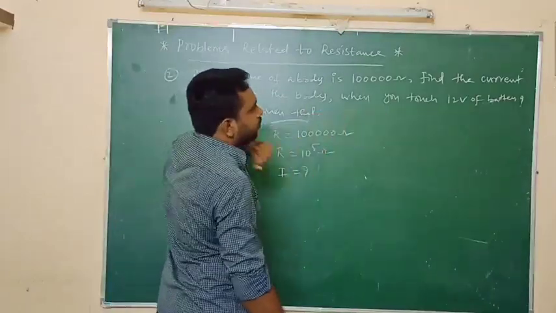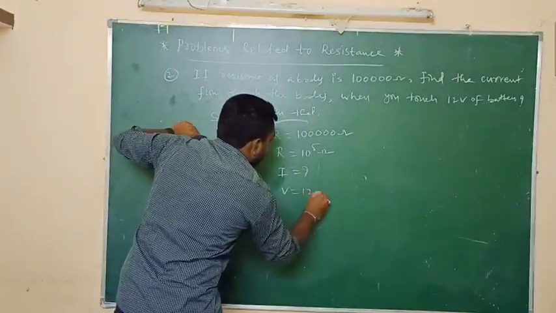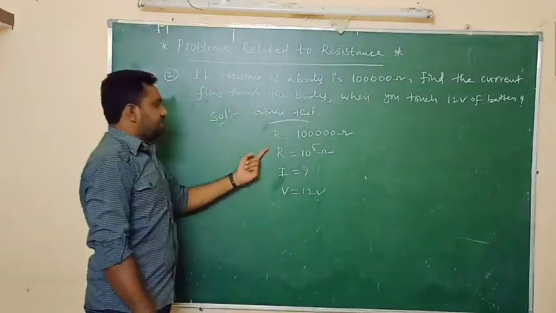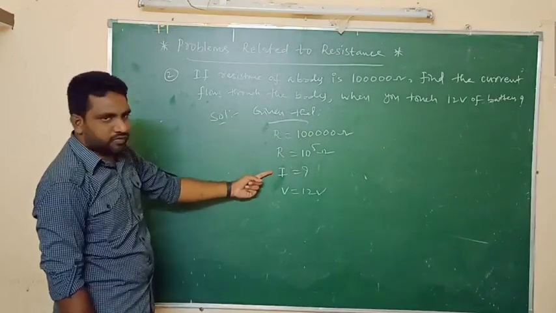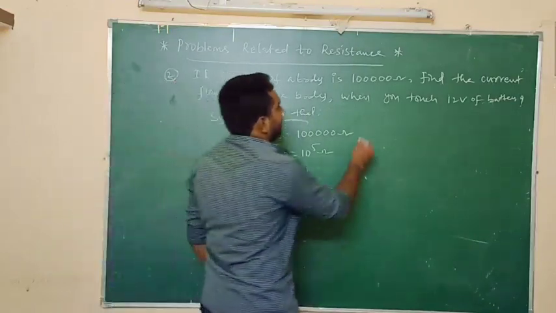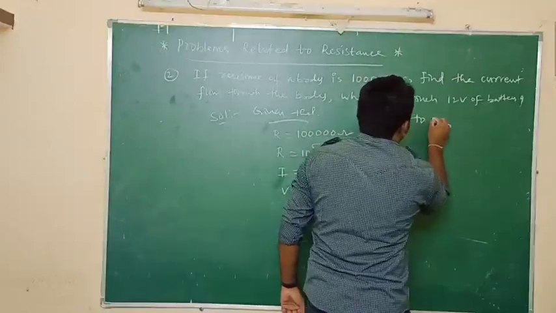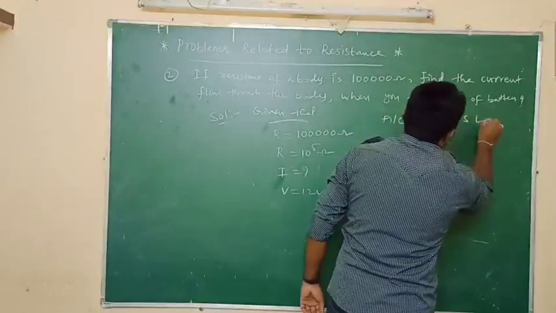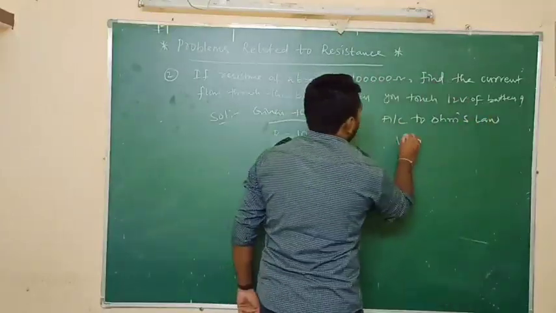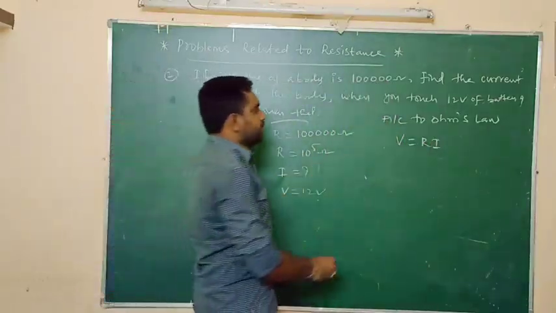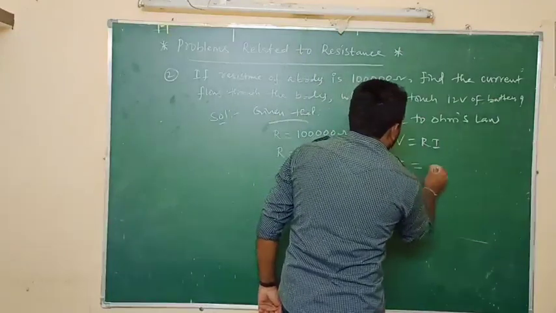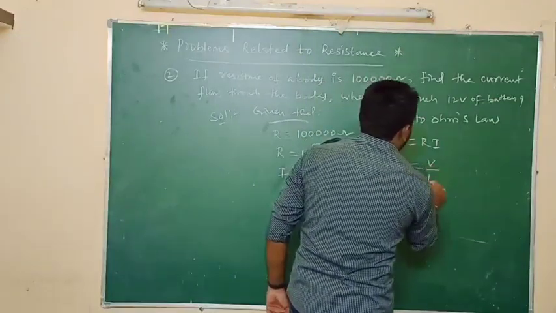Again we have the potential difference, V equal to 12 volts. So we have the resistance and the potential difference. With the help of these two, we need to find the value of I. According to Ohm's law, V equal to RI. So from this, we can write I equal to V by R.